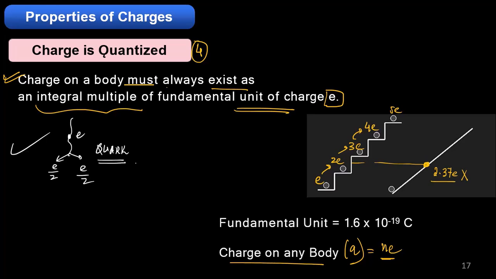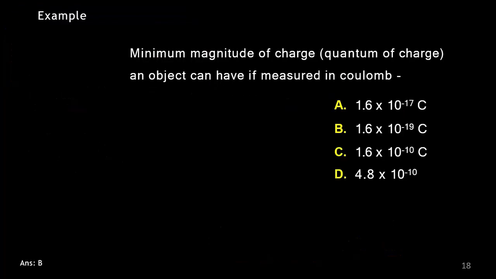We only consider that the charge on a body cannot be divided further. That means e cannot be further divided. So e is the only number, and the value of charge is always an integer multiple of that number, n is always an integer. The concept of quark is not important in this context. The minimum magnitude of charge is called the quantum of charge, which is basically e. Measured in Coulomb, that is 1.6 into 10 to the power minus 19. I cannot divide the electron, so the electron always has to be the fundamental quantity.